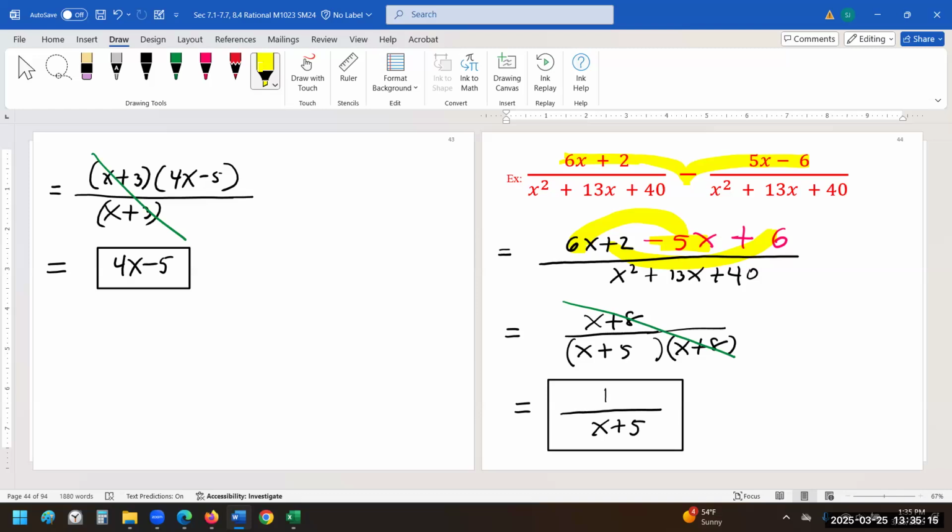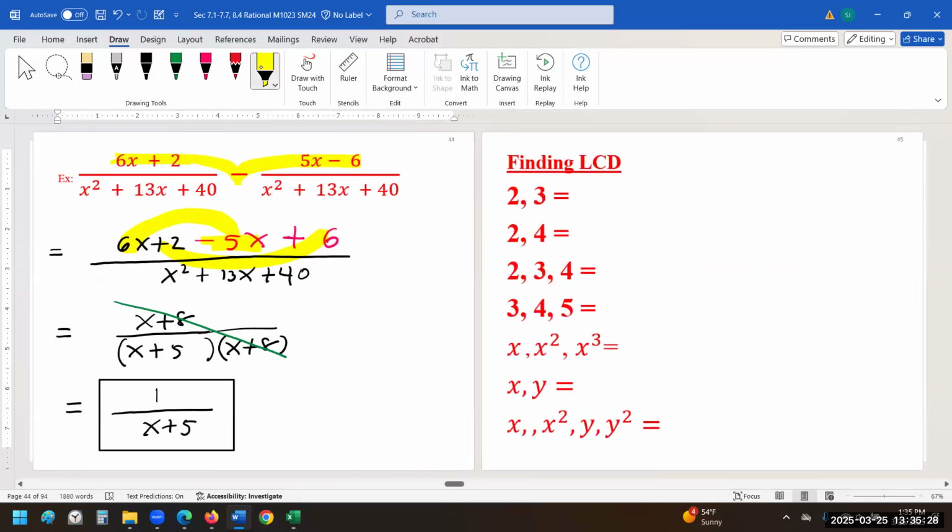The problem starts when you don't have the same denominator. When you don't have the same denominator, we look for LCD, which is called least common denominator. So in order to find LCD, we look for multiples. LCD has another name, LCM. It means least common multiple. Multiple means the result, the product of whatever you're multiplying.